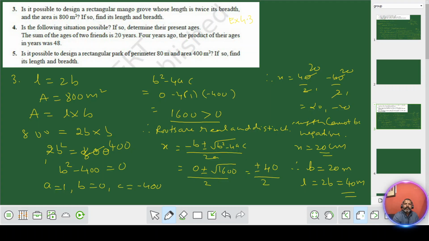What is the difference between the previously solved word problems in quadratic equations and now is here we find b square minus 4ac. If they are existing, then only we find the roots. We'll see the next question.